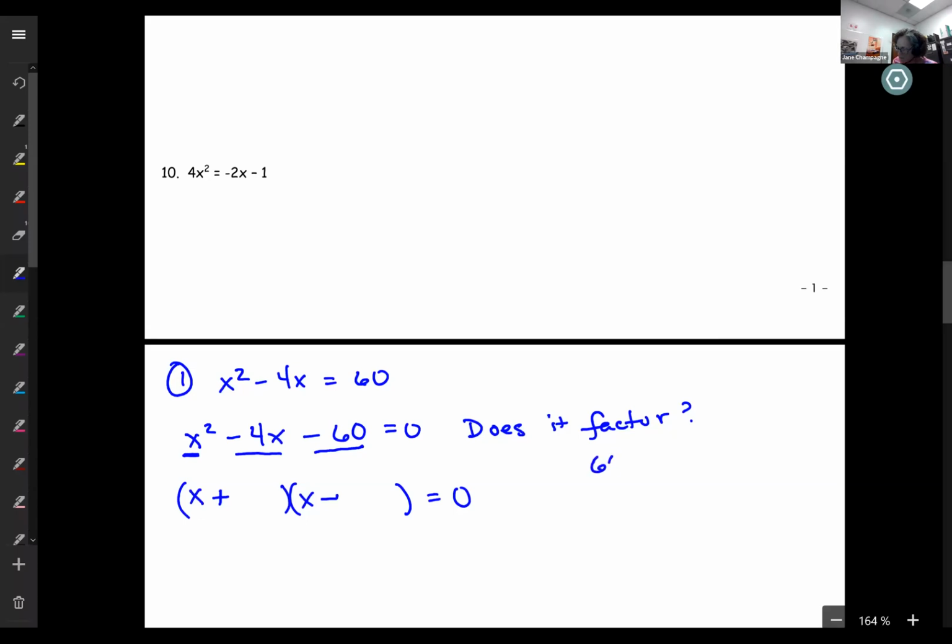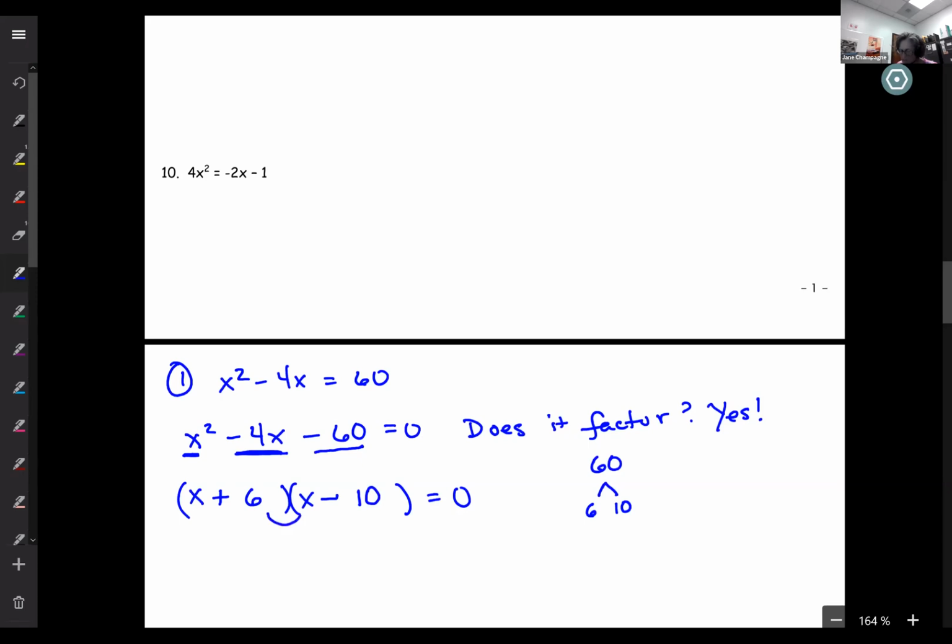What goes into 60? How about 6 times 10? Those have a difference of 4. Yes. And which one's which? Which one goes where? Well, we want a negative 4, so we want the bigger number to be negative. See that? So 6 times negative 10 gives you that negative 60.